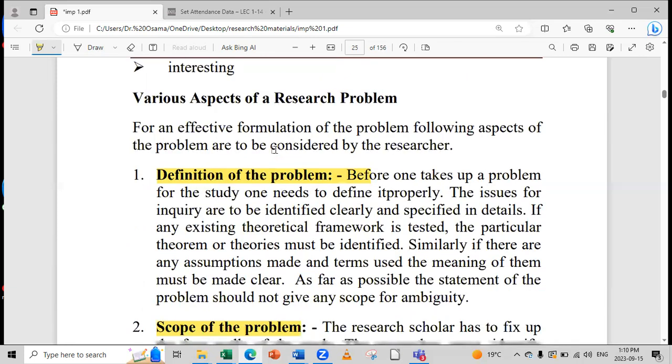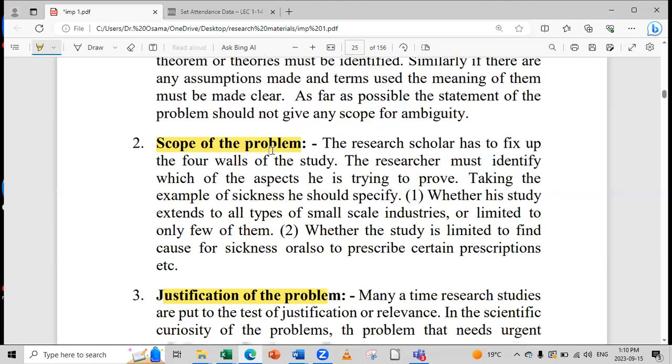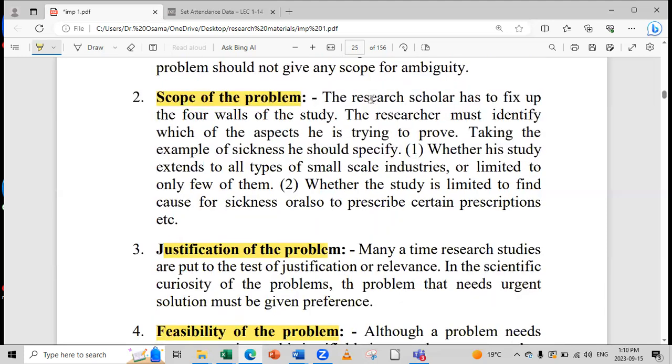The problem must be very well defined and well identified. Scope of the problem: the research scholar has to fix up the four walls of the study. The researcher must identify which of the aspects he is trying to prove.